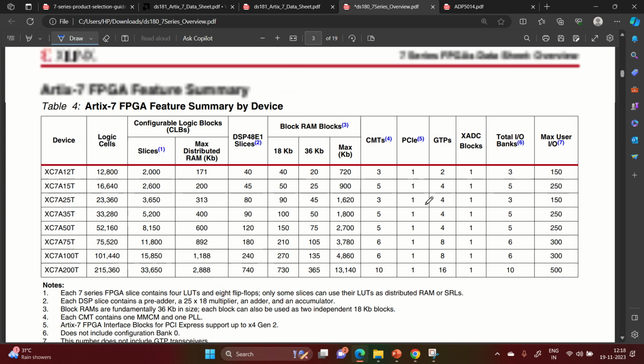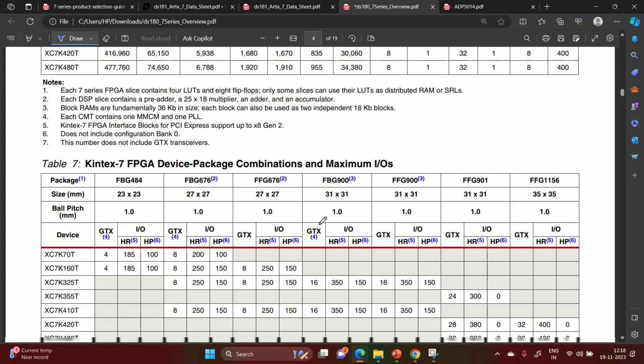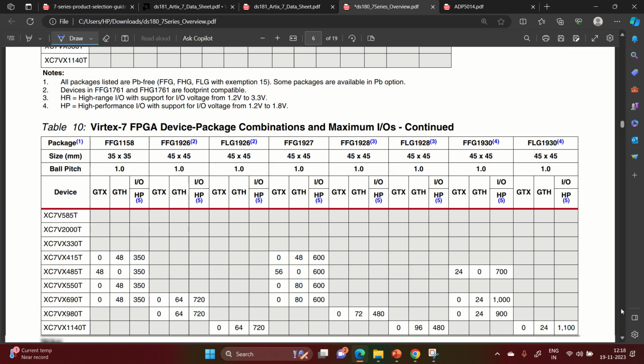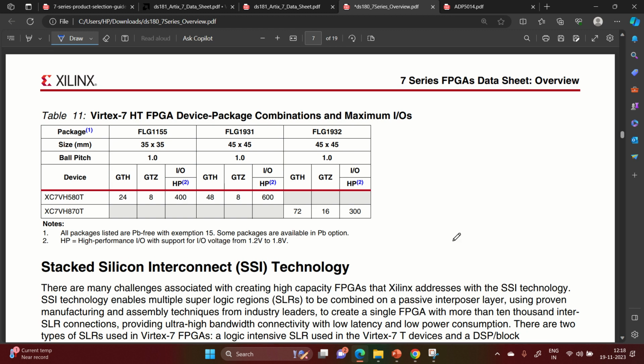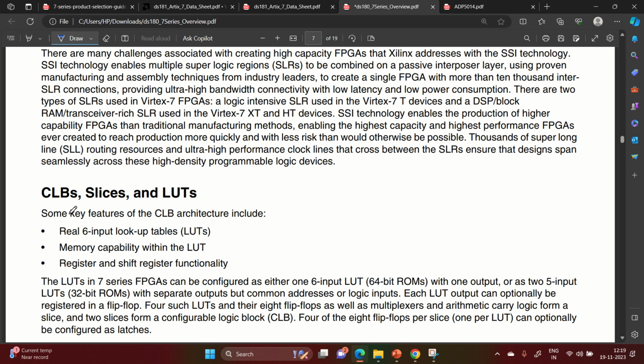In this overview document, more things are there, like it is having Artix 7 and other series as well, but we don't have to go ahead with this. So I am skipping Artix and Kintex and Virtex. Rest, what is given in this overview is basically stacked silicon interconnect technology. So basically, all those terminologies that you will be seeing in separate documents, explained well, are all here in a summary manner.